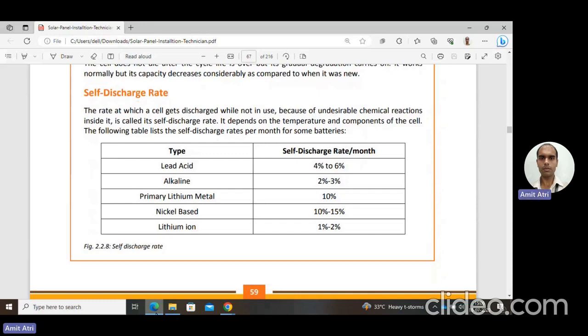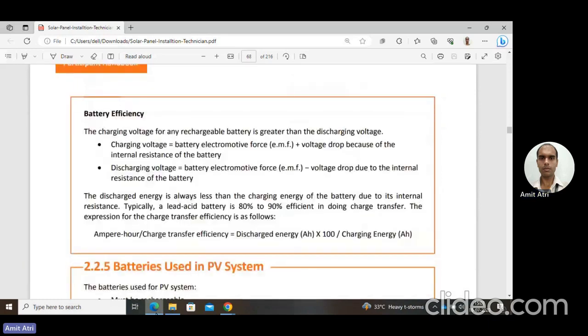The self-discharge rate per month for some of the batteries: lead acid is 4 to 6% per month, alkaline 2 to 3%, primary lithium metal 10%, nickel based 10 to 15%, and lithium ion 1 to 2%.